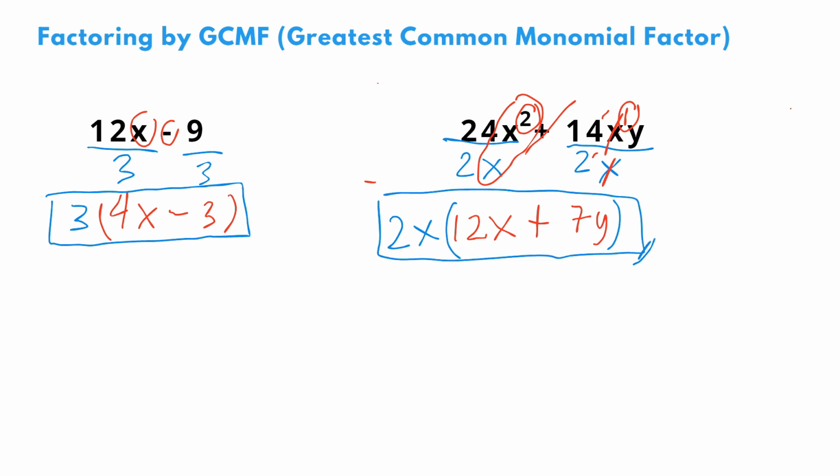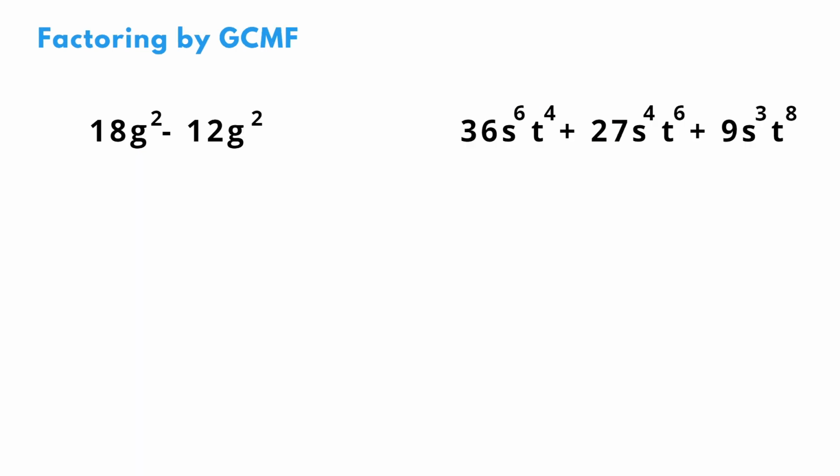Let's have another two sets of examples for us to further understand regarding this topic. Okay, so we have here this is our given, 18g squared minus 12g squared. Okay, so, for a while, what if we just actually made this one here?